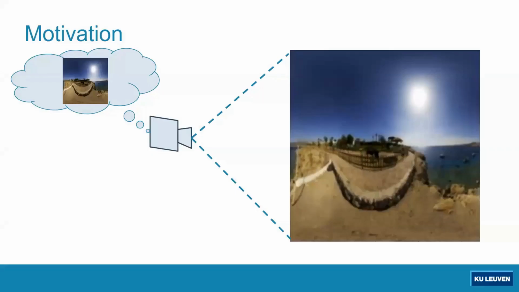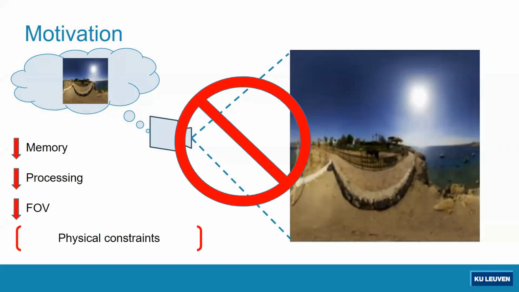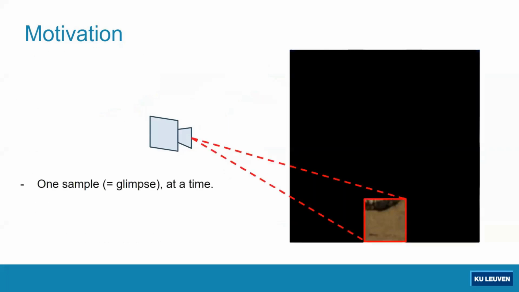Typical computer vision applications assume the input to a perception model to be the entire image. However, in practice, devices that run these models are limited by memory, processing, field of view, and other physical constraints that limit these agents from observing the whole scene at once. A more realistic scenario is where these agents make a series of partial observations, or what we call glimpses, of the whole scene one sample at a time.